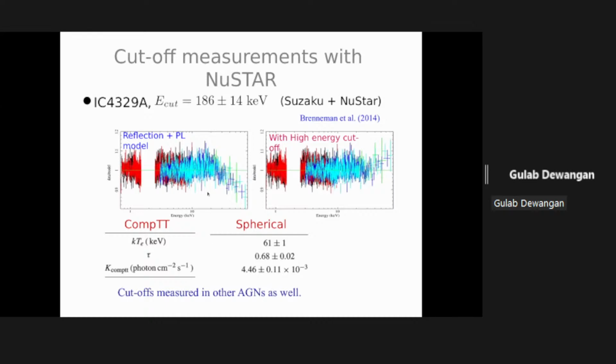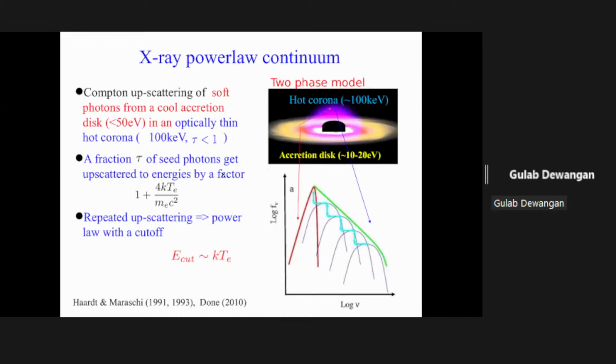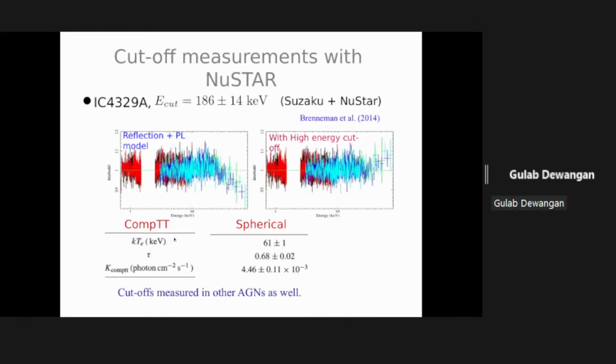We said that this cutoff is comparable to the temperature of the hot corona. Therefore, by measuring the cutoff, we can measure the temperature of the hot corona, and depending on the geometry, of course, it turns out to be about 60 kilo electron volt in these AGNs, with tau optical depth of about 0.7 or so. So that's how we measure the properties of this hot corona via X-ray spectral modeling.